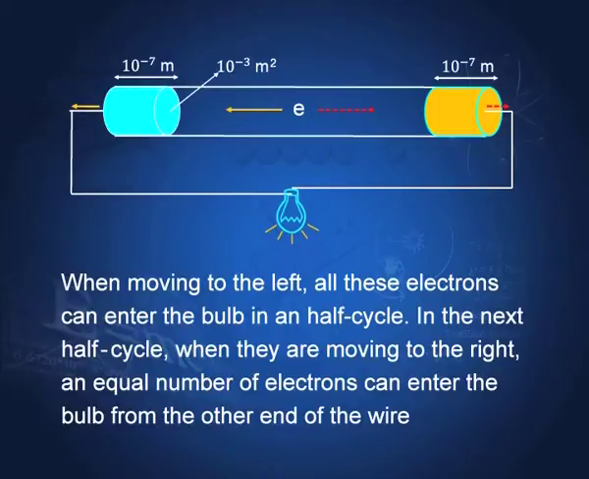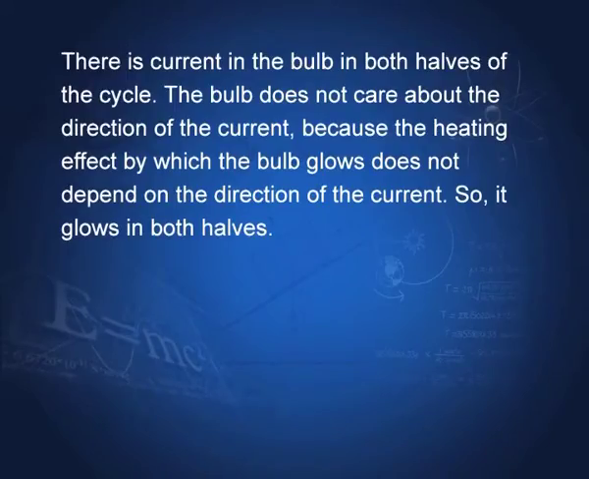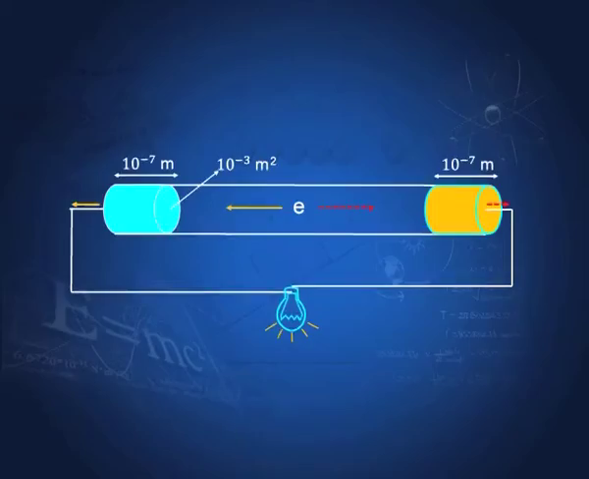So, when moving to the left, all these electrons can enter the bulb in a half cycle. In the next half cycle, when they are moving to the right, an equal number of electrons can enter the bulb from the other end of the wire. So, there is current in the bulb in both halves of the cycle. The bulb does not care about the direction of the current, because the heating effect by which the bulb glows does not depend on the direction of the current. So, it glows in both halves. At exactly the end of a half cycle, the bulb receives no current and does not glow.